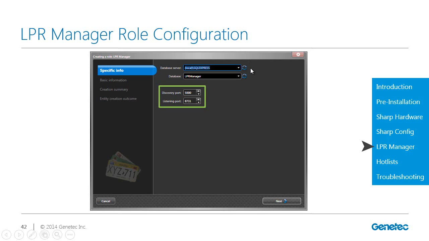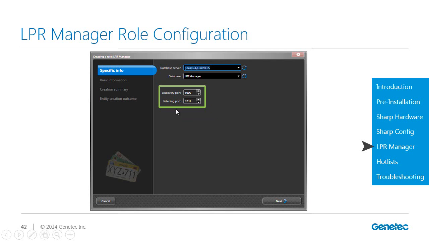The data server and the database are pretty straightforward here, but the two ports below it here are very important. So we just looked at the ports on a Sharp unit, and the discovery port here must match the one we've set up with the Sharps, as we mentioned, and this is going to allow the LPR Manager to automatically discover the unit on the system. If you have multiple LPR Managers, make sure each one uses a different discovery port. We can also set the listening port, which tells the LPR Manager which port to pay attention to for any incoming connection requests from the Sharp units.